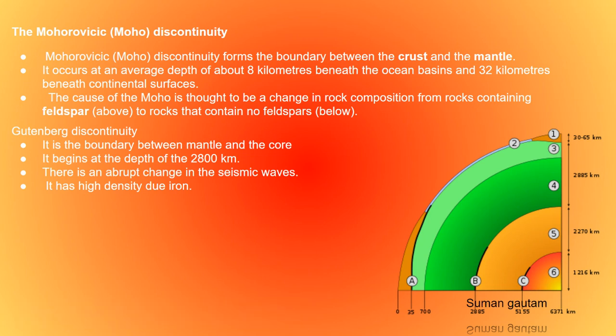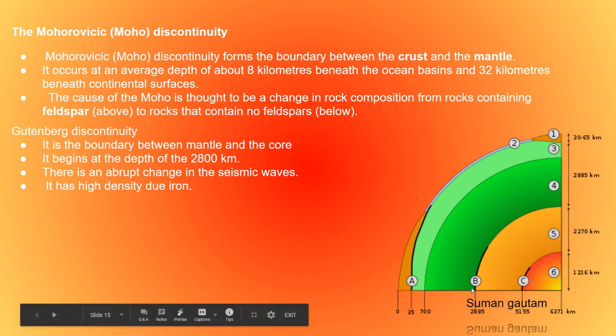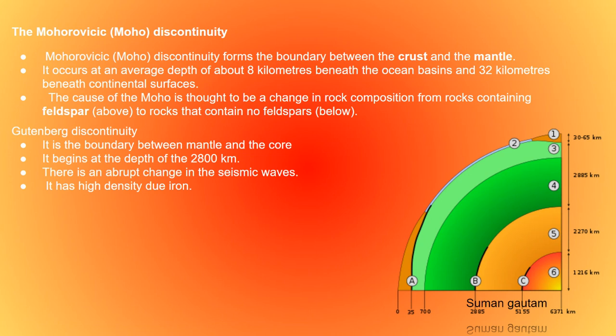Mantle is finishing approximately at 2,900 kilometer. So this discontinuity starts from 2,800 kilometer. And as soon as mantle is over and core starts, this discontinuity is also over. So you can say the depth of this discontinuity from the surface of the earth is 2,800 kilometer. What is the name of the discontinuity? Gutenberg discontinuity. There is an abrupt change in seismic waves.